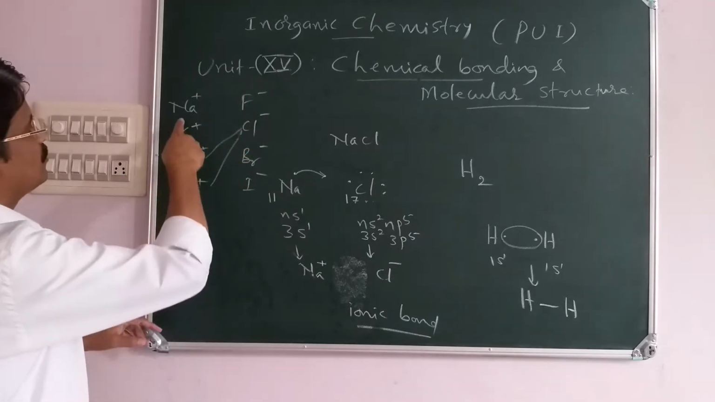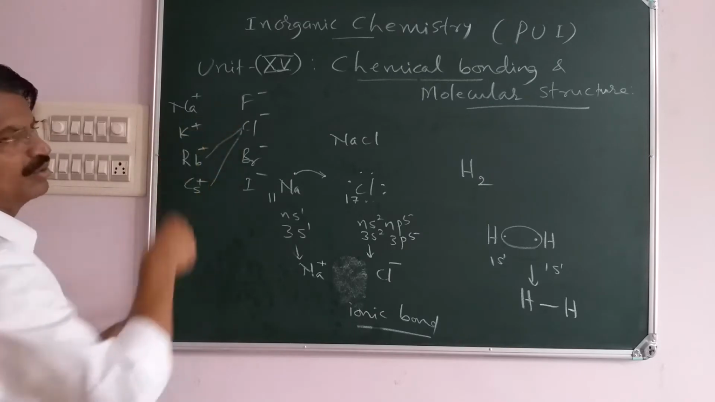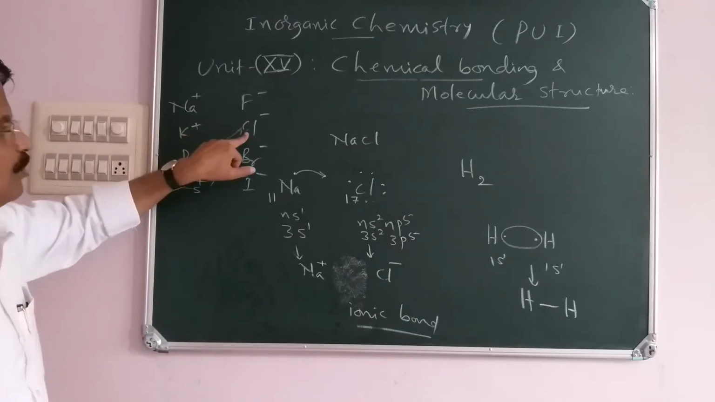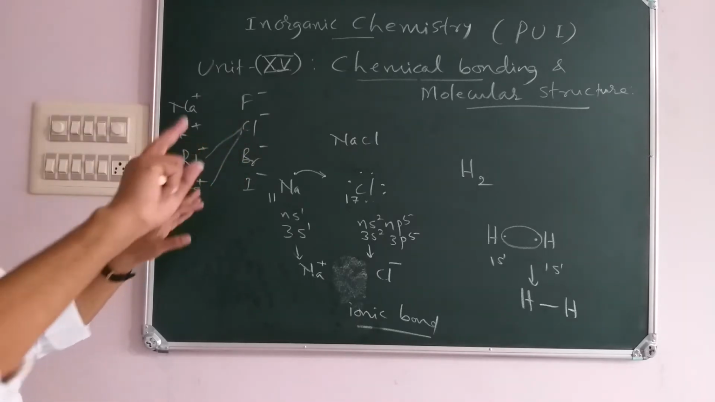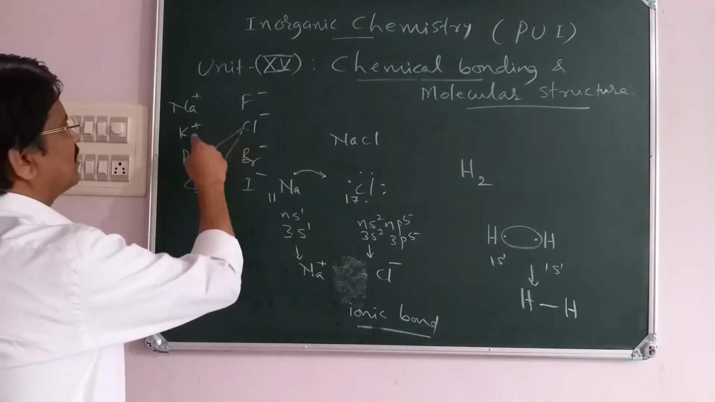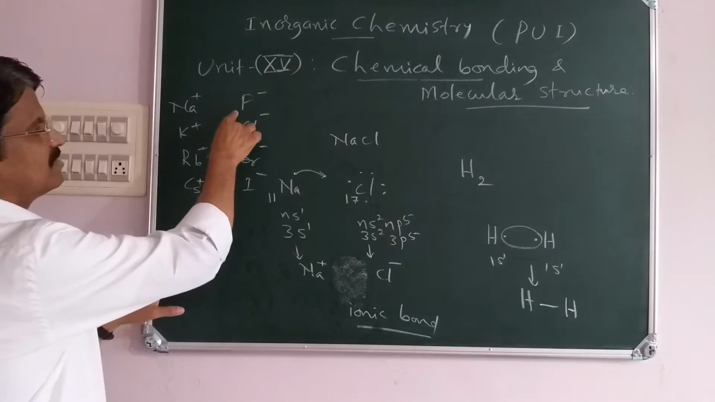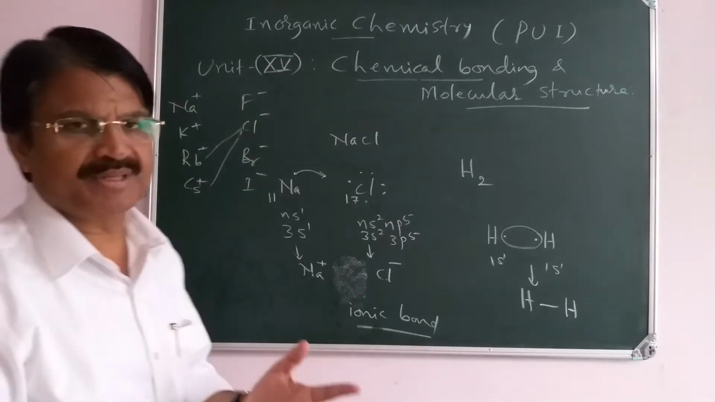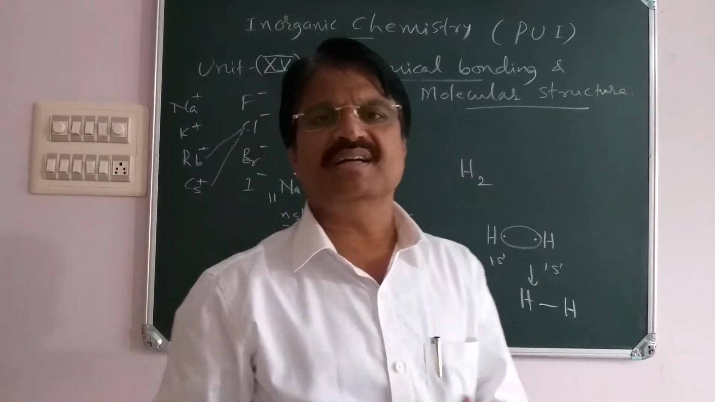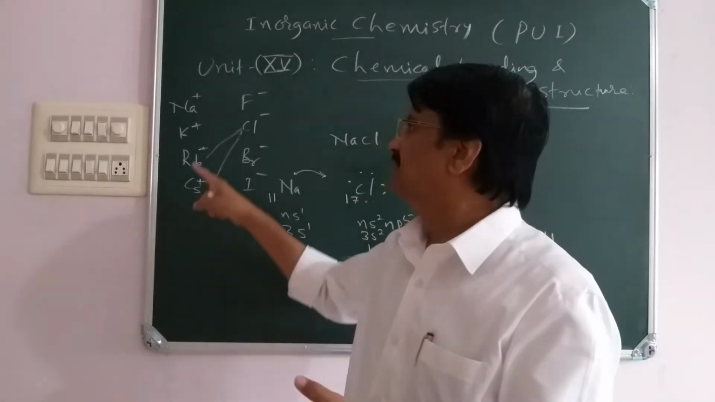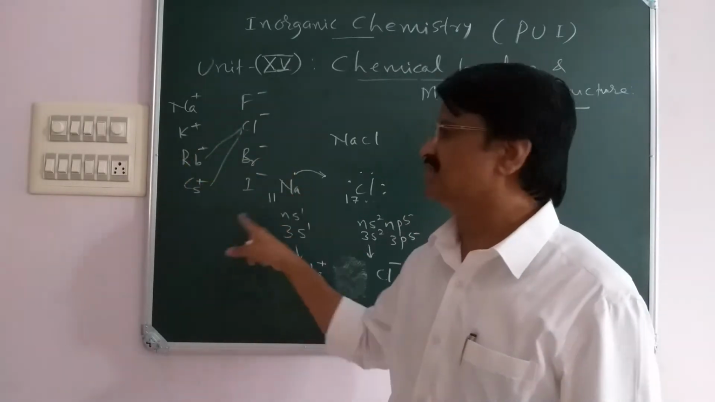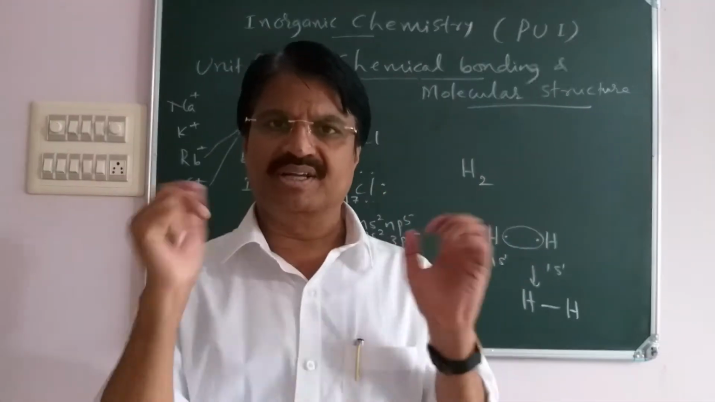Therefore, sodium fluoride, sodium chloride, potassium fluoride, potassium chloride. Then we can compare which is more ionic. KCl, KF. Small size, high electronegativity, means it depends upon the size of the atom, charge of the species, and electronegativity of the atom. If electronegativity is higher, then it is said to be more ionic. So these are the characteristics of ionic compounds.